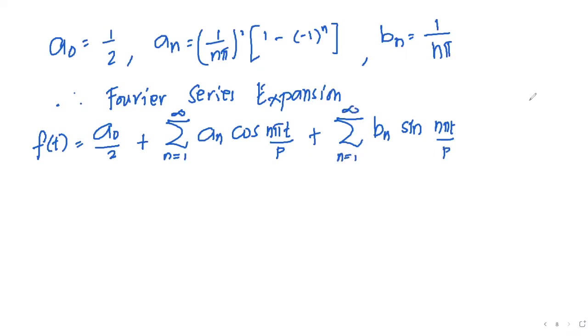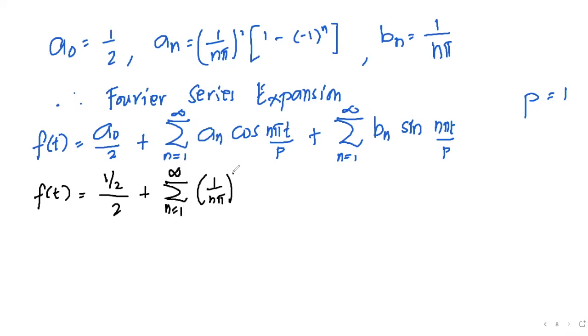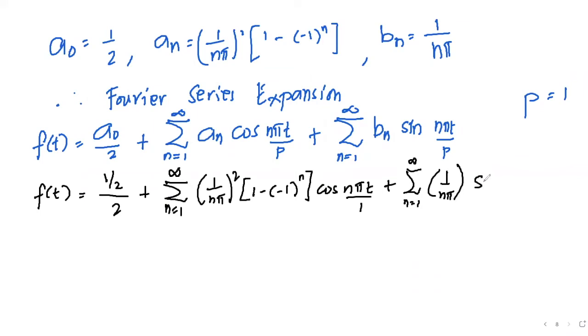Now we plug in the values of these Euler constants. Remember that p, or half of the period, is 1. So f of t is equal to 1 half over 2 plus the summation of a sub n, you copy 1 over n pi squared. Just plug in the value of these Euler constants to that formula. Times cosine of n pi t over 1 plus the summation of the value of b sub n, which is 1 over n pi, times sine of n pi t over 1.